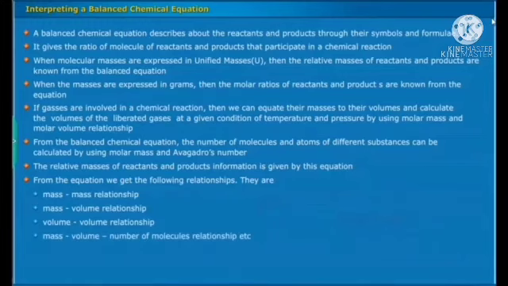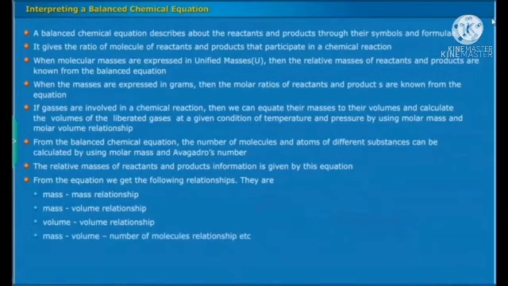From the balanced chemical equation, the number of molecules and atoms of different substances can be calculated by using molar mass and Avogadro's number. The relative masses of reactants and products are given by the equation. Every reactant and product's information is given by every chemical equation. From the equation we get the following relationships.